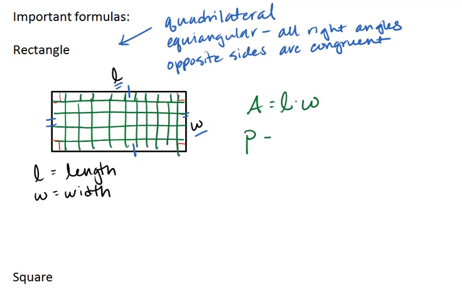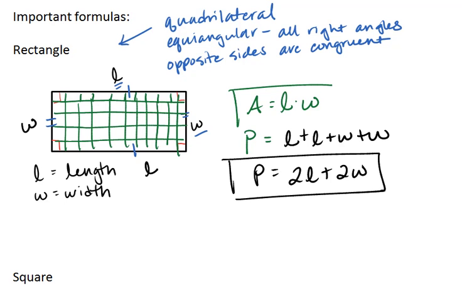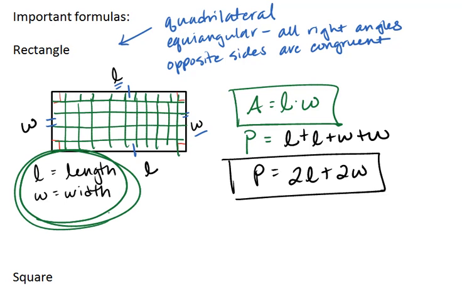The perimeter, we're going to add the sides, but since opposite sides are congruent, we end up having L plus W plus L plus W. Perimeter equals 2L plus 2W. You want to have these two formulas in your notes, and make sure that you do define L as the length of the rectangle and W as the width.